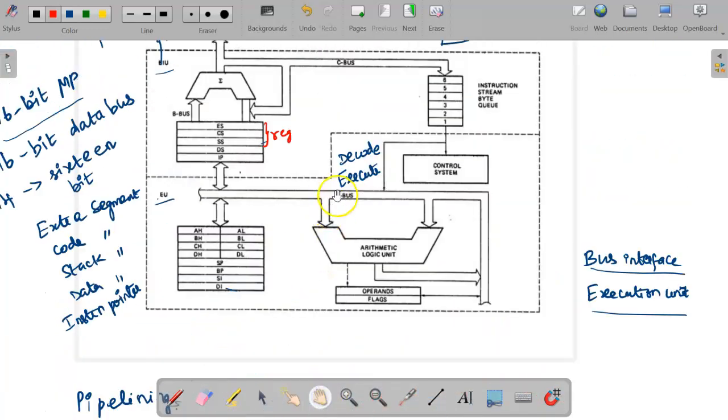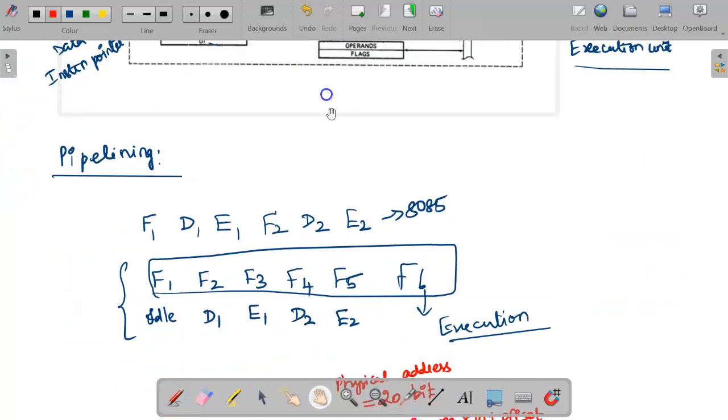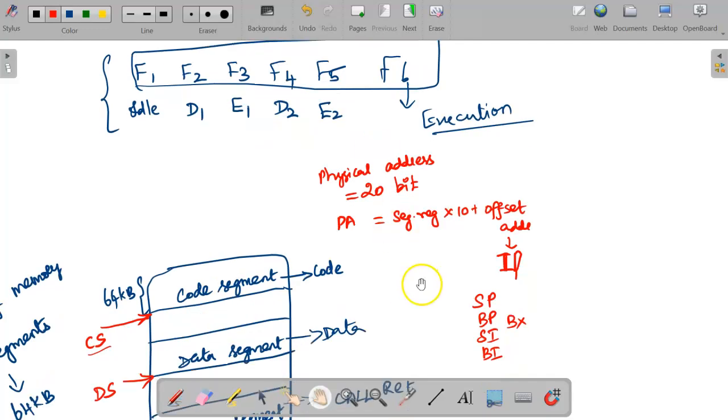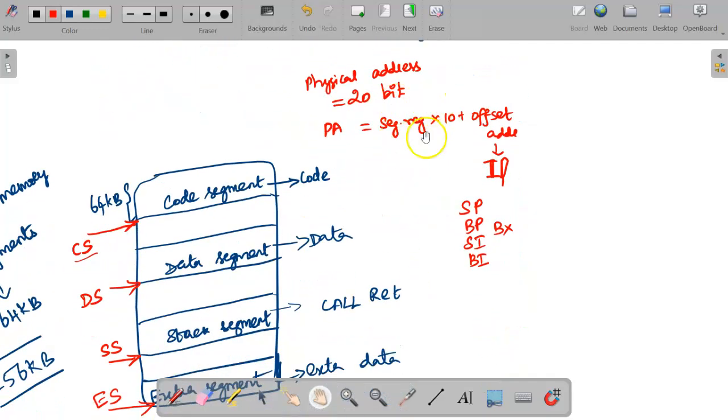Here, one offset address, that is the instruction pointer, is given. So one offset address is given by the instruction pointer, and another offset address is given by other registers, namely stack pointer, base pointer, source index, destination index, which are available in the execution unit. Before explaining each and everything, first let us see what we mean by offset address and how we are calculating the physical address.